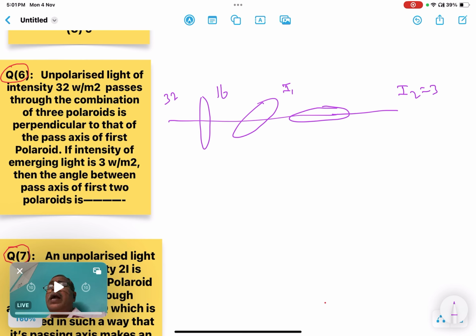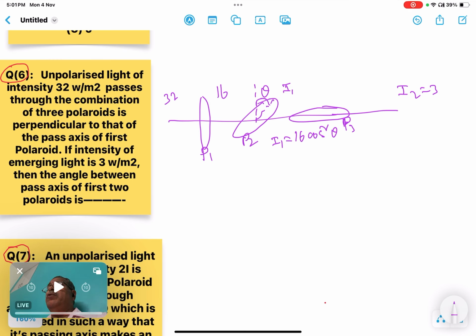So I1 is equal to 16 into cos square. We don't know this angle actually. P1, P2, P3, three polarizers are there, and the angle between P1 and P2 is not given. Let us take it as theta. So cos square theta. So this is I1.